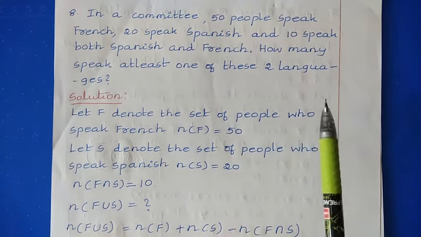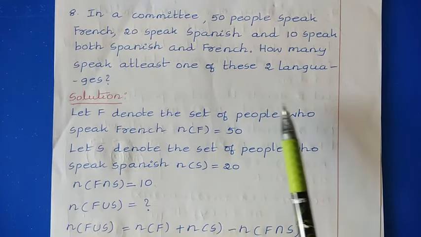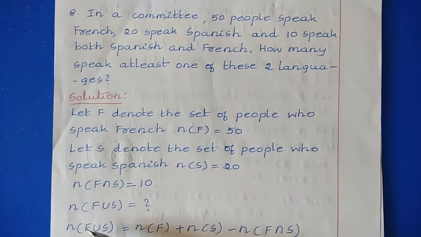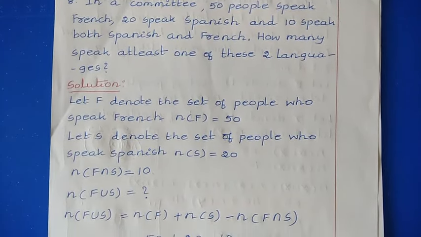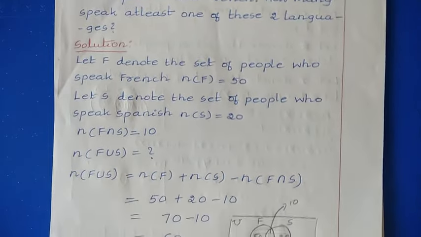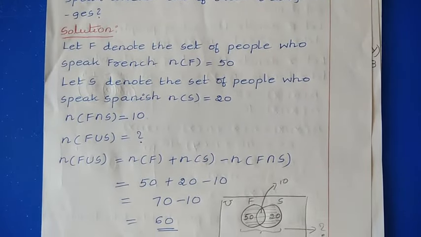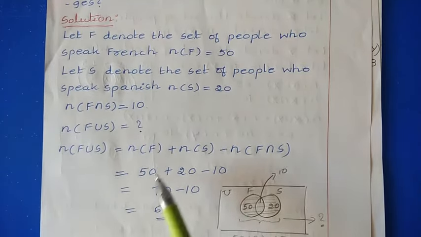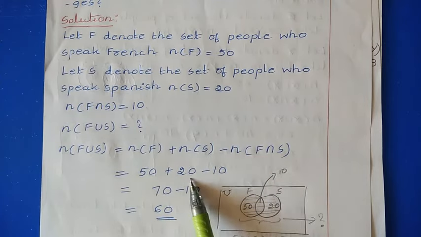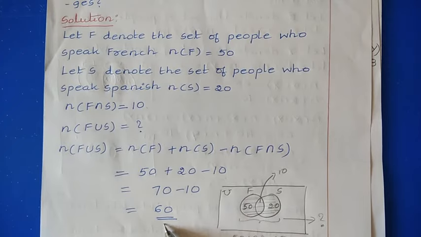We need to calculate how many speak at least one of these two languages, that means N of F union S. To calculate this, we can write the formula N of F union S is equal to N of F plus N of S minus N of F intersection S. Just replace the values. N of F is 50, N of S is 20, minus 10. So 70 minus 10 is equal to 60.